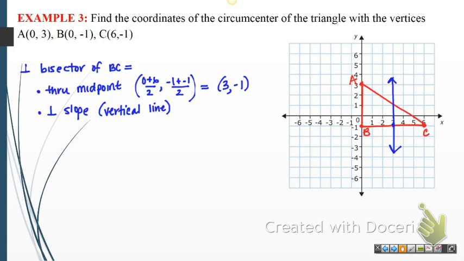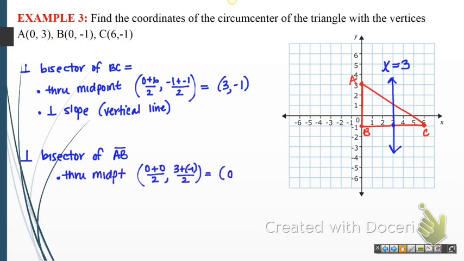Now, the circumcenter should be at the intersection of the perpendicular bisectors, which means now we have to find the perpendicular bisector of AB. So we're going to do the same thing we did to find the perpendicular bisector of BC. We're going to start by finding the midpoint between A and B. Using the midpoint formula, we're taking the average of the x's and the average of the y's, and we find that the midpoint of AB is right here at the point 0, 1.